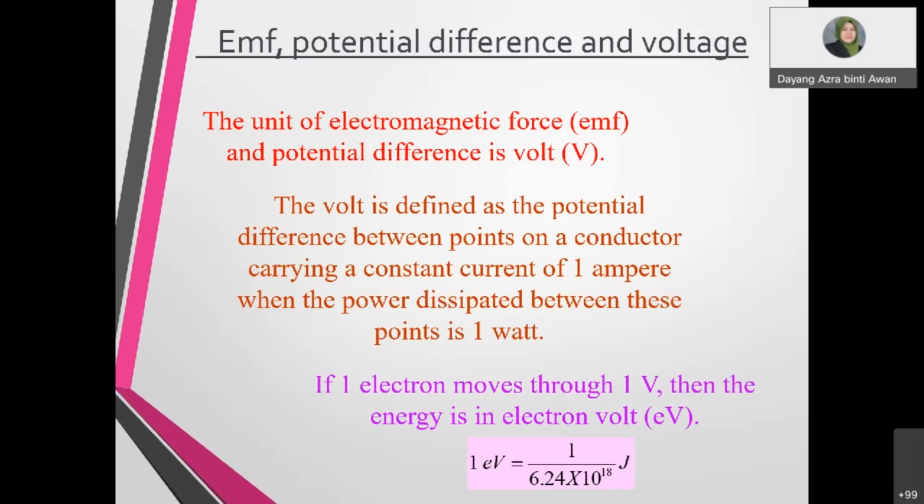Then we move on to the EMF, electromagnetic force, and also potential difference, which is represented by V, the volt. So 1 eV is equal to 1 divided by 6.24 times 10 to the power of 18 joule. So 1 eV is equal to 1 electron moved through 1 volt.